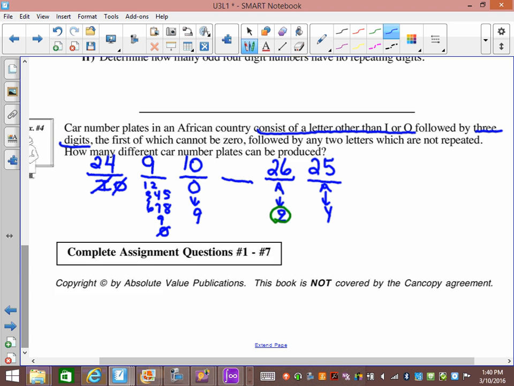So 0 to 9 is 10 options, so I can put 10 options up here. Can I physically put the number 10 in that position? No, but I can put 10 options up there. This is the number of options in these blanks. So this is 0 to 9 again, so I have 10 options.